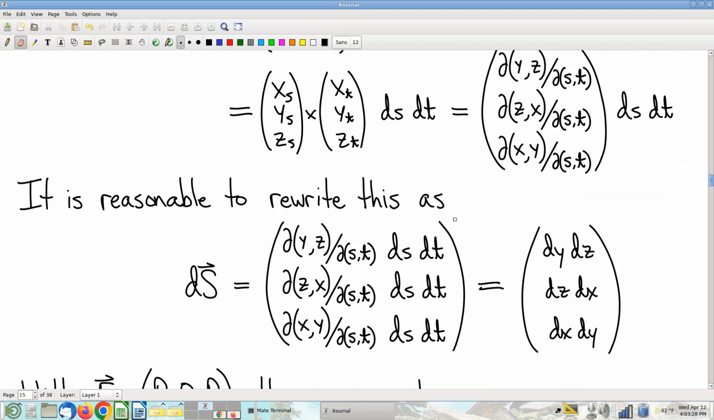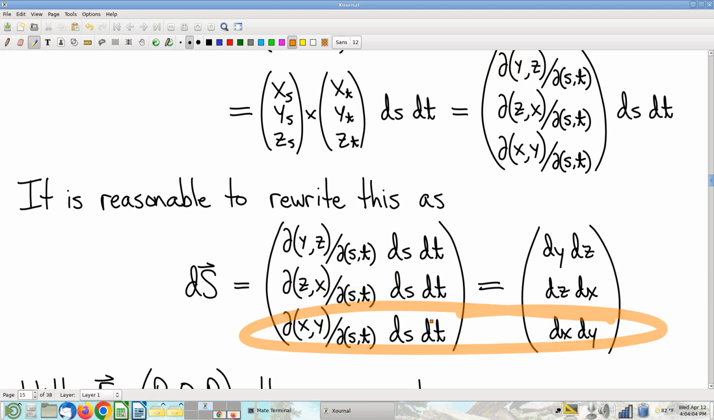And now, what do you think would be a reasonable thing to call this? And again, you kind of channel the two-dimensional change of variables discussion that we had several weeks ago. Partial yz, partial st, times ds dt. It's as if these things cancel. Of course they don't. This is not a fraction. There's no actual cancellation. But it's as if these things cancel. And we've seen this play out previously, and we called this, rightly so, dy dz. And likewise, that dz dx. And this dx dy.